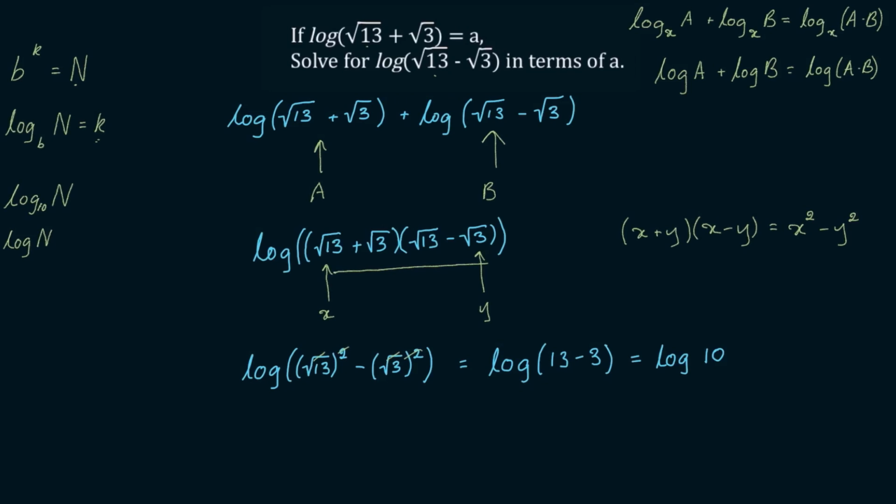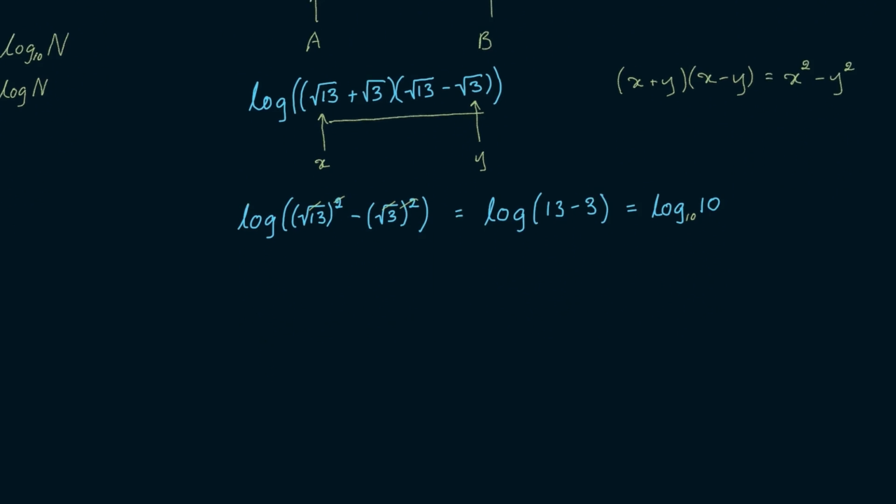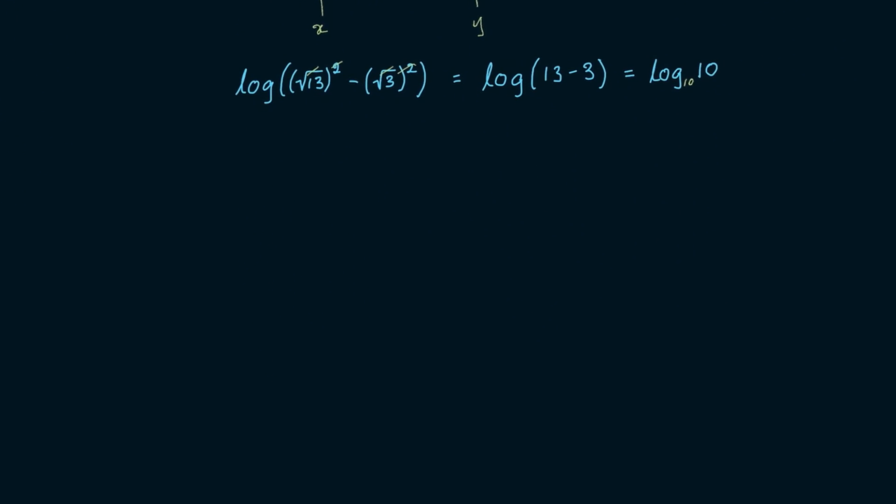Now, remember how we said that log of n is the same thing as log base 10 of n? Well, there is an invisible base of 10 here. And we need to solve for the exponent such that, when we convert this back to exponential form, 10 to our answer, let's call it k, is equal to our argument 10. Well, in that case, k is just equal to 1.